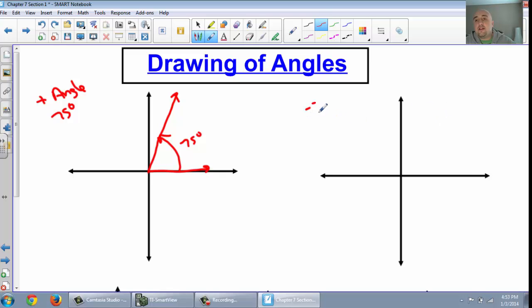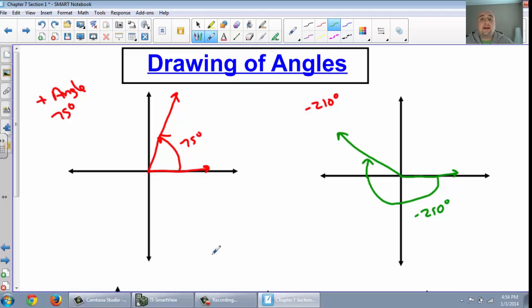Okay, so let's say I gave you negative 210 degrees, and I want you to do that one. Now, instead of going up, we're going to go down first, because up angles are positive, down angles are negative. I'm going to draw my initial side first. Don't want to forget that. Here's negative 90, negative 180, and now I need to go 30 more degrees to get to negative 210, and then you finish it off with your arrowhead. So there's negative 210 degrees.